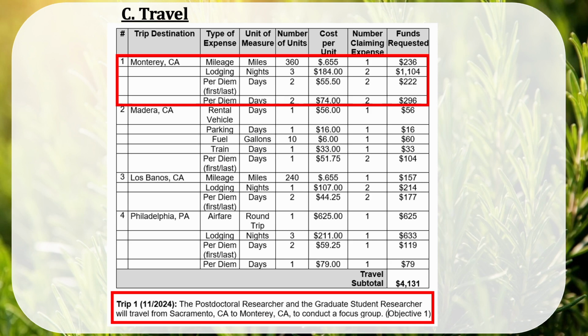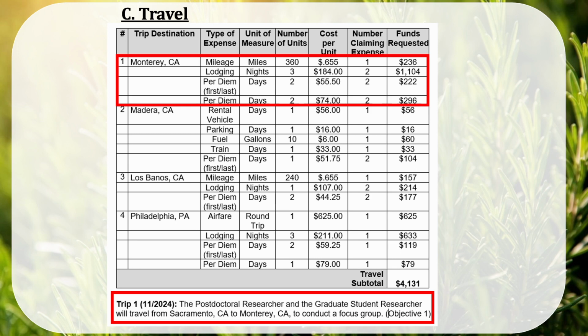Multiplying these 3 numbers results in $236 under funds requested. The next expense is lodging. The unit measure is nights, and the number of units requested is 3. The total cost per unit for the hotel is $184 per night, which is in accordance with the GSA rate for Monterey in the month of November.